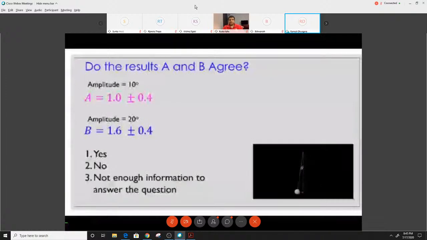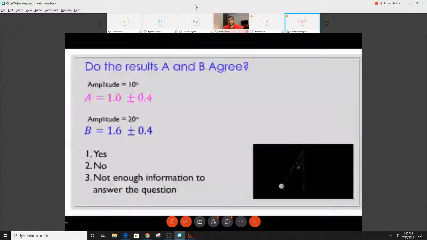So for example, we give them a pendulum and then say, okay, go ahead, time the period of the pendulum, starting from, let's say, a 10 degree amplitude and a 20 degree amplitude, and see if you get the same result. And these are not actual results, by the way. These are values I made up for pre-labs, okay?